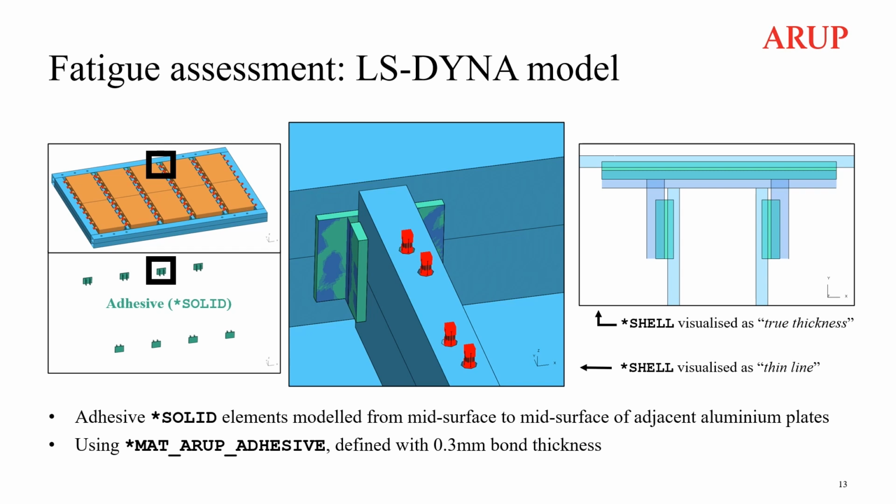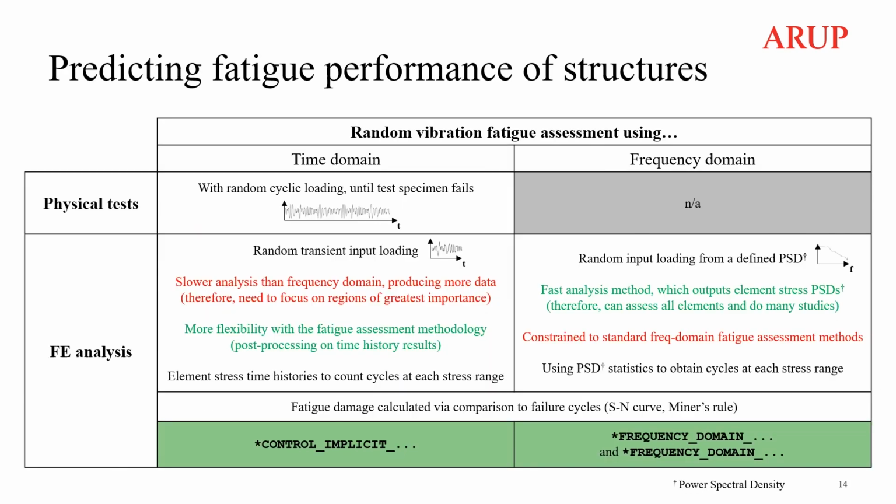In the image on the right, we have the adhesive joint with the aluminium thin shells visualized with true thickness, revealing the 0.3 mm air gap, representing the true bond thickness, compared to the actual thickness of the adhesive solid elements. Now we will compare fatigue assessments using random vibration between the time domain approach and the frequency domain approach.